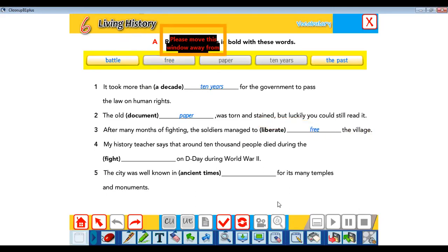Number four, fight. Who can answer? Aya Sharif. Yes, Aya. Fight here, it means? Battle. It means battle. Yes, battle. Very good. Thank you. And of course, ancient times will be the past, because ancient times means the past. This is exercise A. Let's try to finish exercise C, exercise B, I'm sorry.